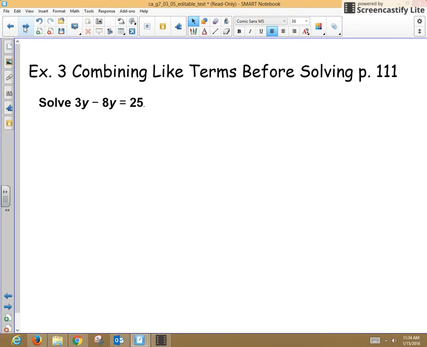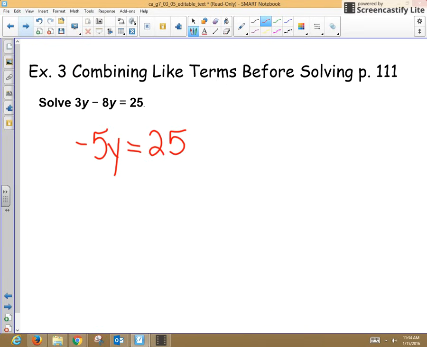Okay, on example 3, we're going to practice combining like terms before we start to solve. So we have 3y minus 8y equals 25. Since both 3y and 8y have that same variable raised to the same power, we can combine them. 3y minus 8y, look at the coefficients. 3 minus 8 is negative 5y equals 25. And now we simply solve by dividing both sides by negative 5. Negative 5 divided by itself is 1. 1y, or y, equals negative 5.